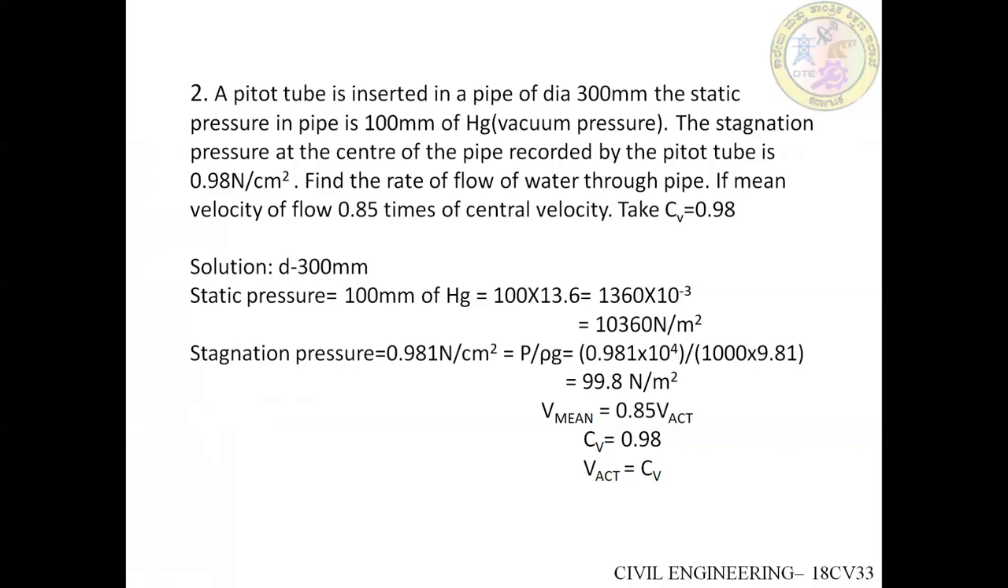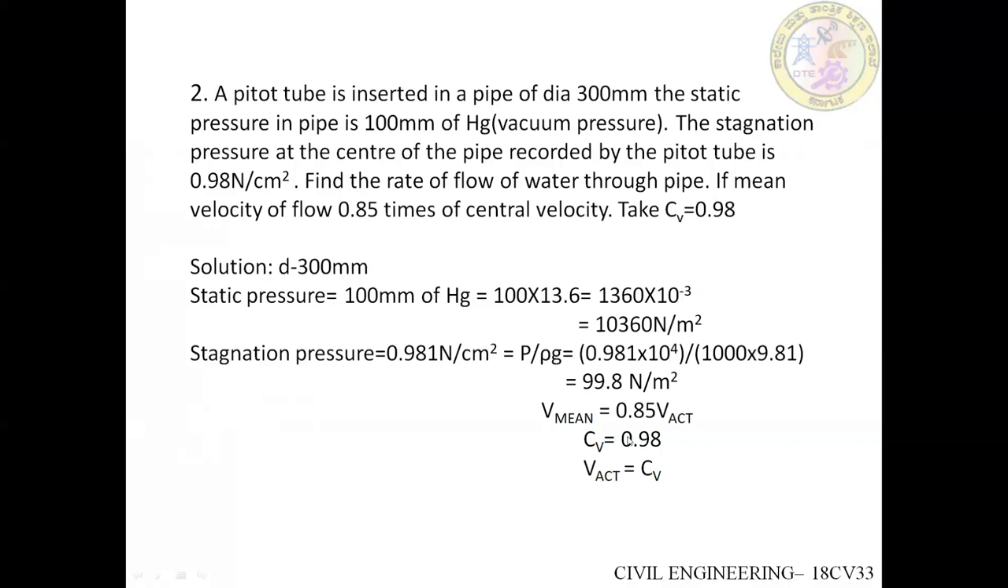Since the static pressure is given as a vacuum pressure, we have to take it with a negative sign, and it is 100 mm of mercury. You need to convert that to the liquid flowing through the pipe, which will be equal to 10360 Newton per meter square. You have to multiply the given value by the specific gravity of mercury. The stagnation pressure is given, so we need to determine the stagnation pressure head value. That value will be P divided by rho into G. You will get it as 99.8 Newton per meter square.